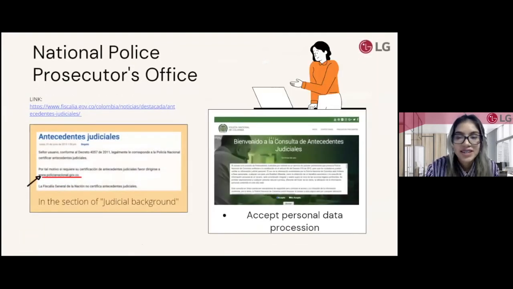Then we have the National Police certification. In order to generate the judicial background certification, the National Police is in charge of developing them. In this case, the General Attorney's Office cannot certify them. That's why it will direct you to the National Police webpage. You can consult this permanently, 24 hours, just by accepting the personal data processing and handling, okay?